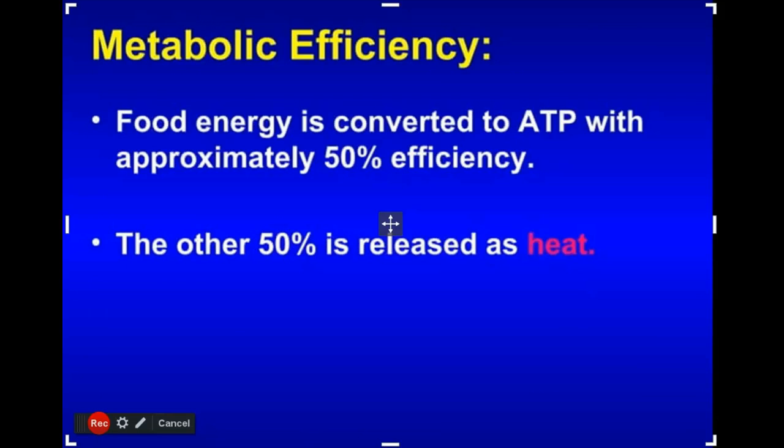Now in this slide we will discuss metabolic efficiency. Let's first talk about what is metabolic efficiency. Metabolic efficiency refers to the body's ability to utilize its onboard store of carbohydrate and fat more efficiently at rest and across the different intensities of exercise. Food energy is converted to ATP with approximately 50% efficiency, and the other 50% is released in the form of heat. Let's move toward the next slide.